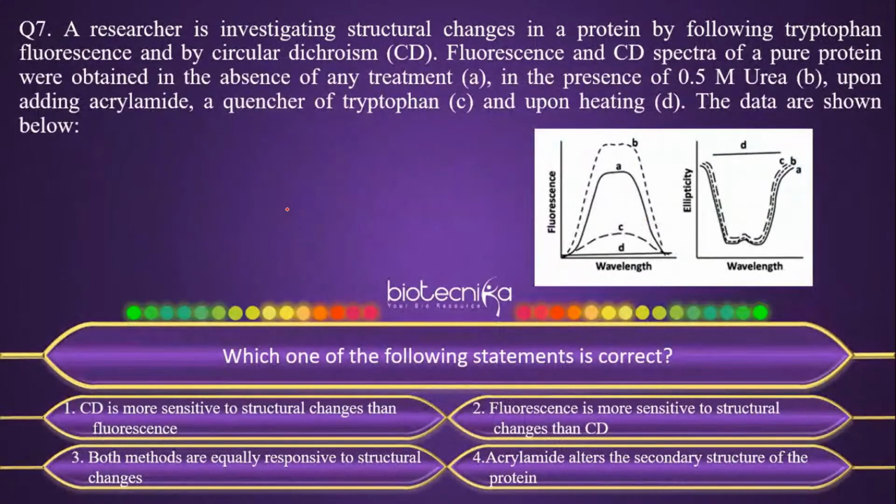Moving on to the next question. A researcher is investigating structural changes in a protein by following tryptophan fluorescence and by circular dichroism. Fluorescence and circular dichroism spectra of a pure protein were obtained: A, in the absence of any treatment; B, in the presence of 0.5 molar urea; C, adding acrylamide, a quencher of tryptophan; and D, upon heating. The data is shown below. You have to choose the correct statement.